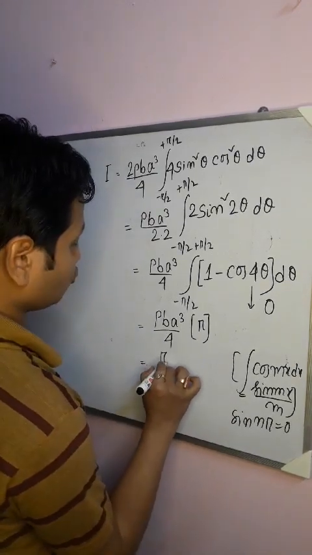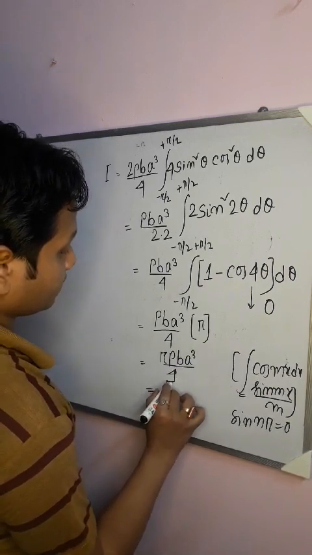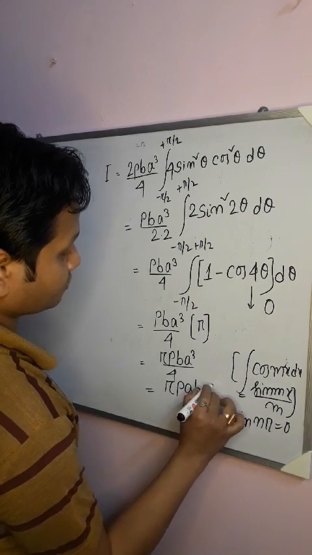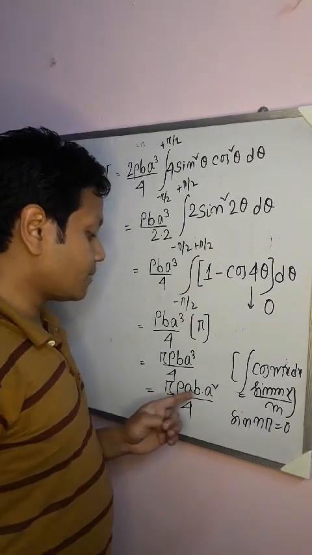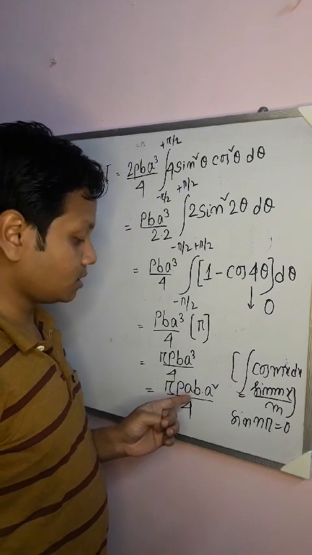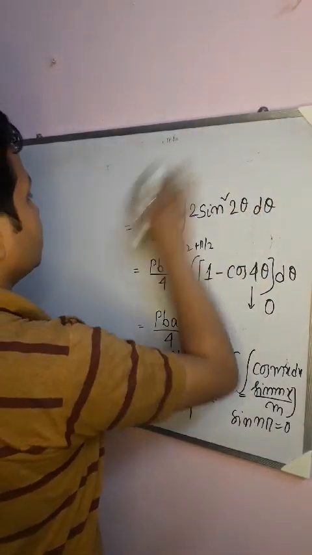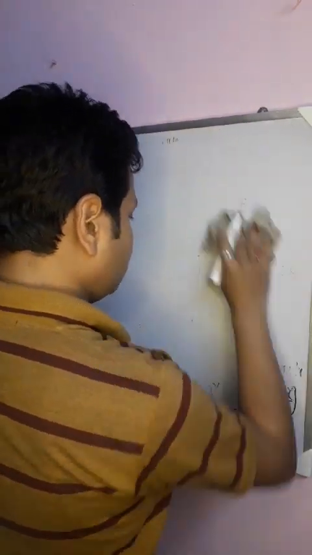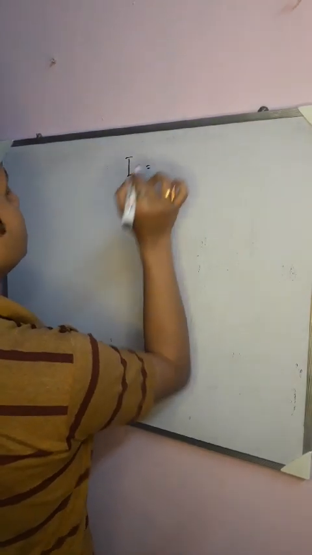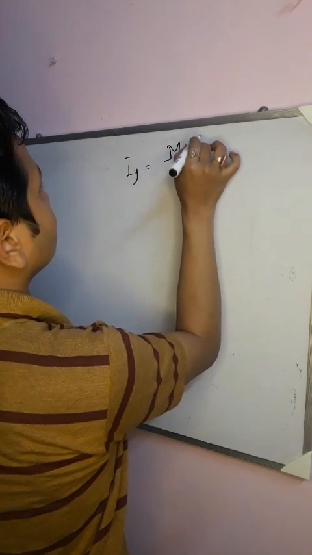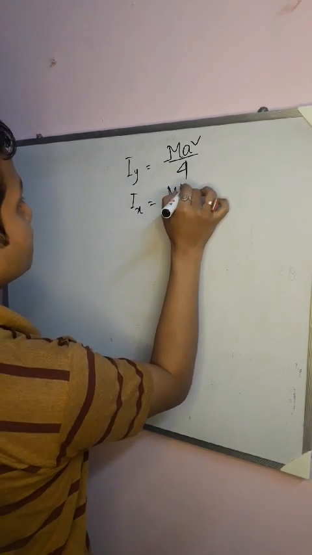So what we have found is pi rho b a cube by 4. Now we all know that the area of an ellipse is pi ab. Because mass per unit area is rho, and the area is pi ab, pi rho ab represents the total mass. So the result is m a square by 4. So the moment of inertia about the minor axis is m a square by 4. Similarly, if we do the reverse about the x axis, we get the result m b square by 4.